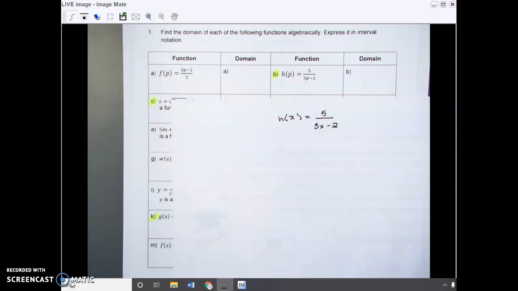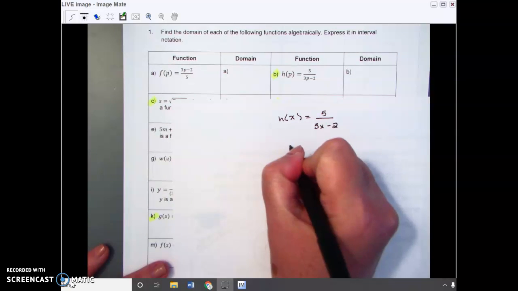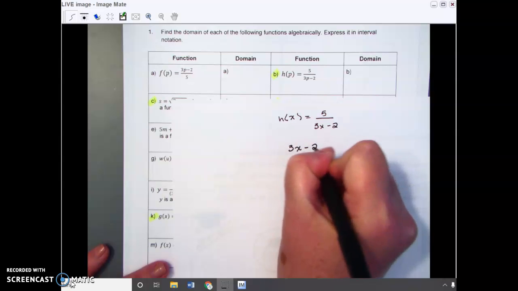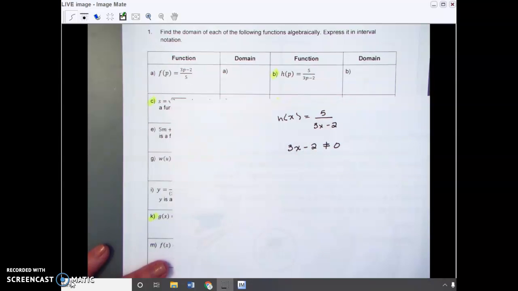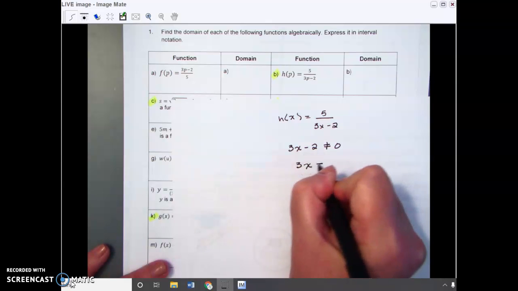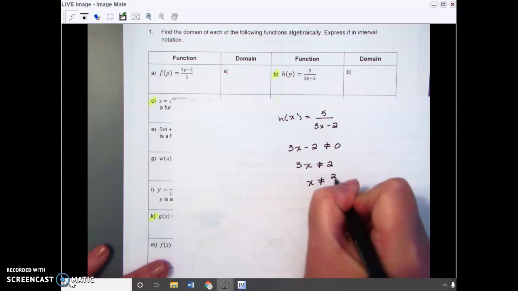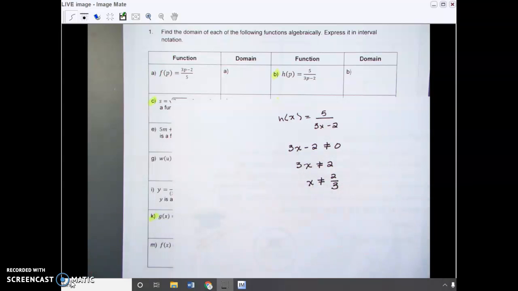So remember the three things: dividing by 0, the square root of a negative, or the log of a negative or 0. So in this case, we don't want to be dividing by 0. That would mess up our domain. So we need 3x minus 2 to not be equal to 0. So if I solve that, we get 3x cannot be equal to 2, which means x cannot be equal to 2/3. Other than that, we get the normal graph of the function.